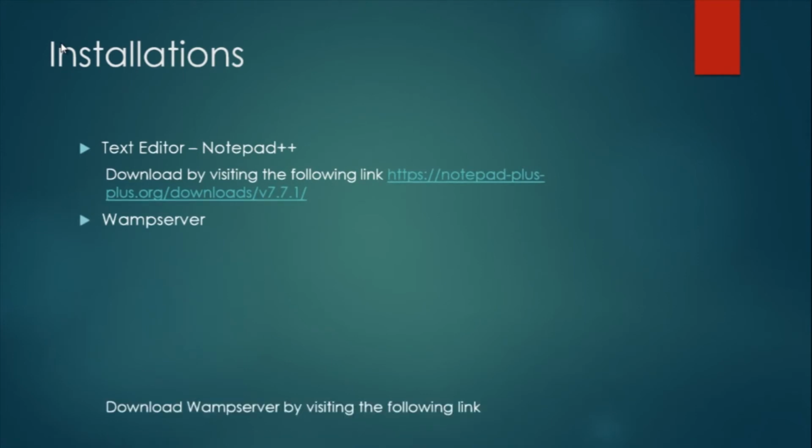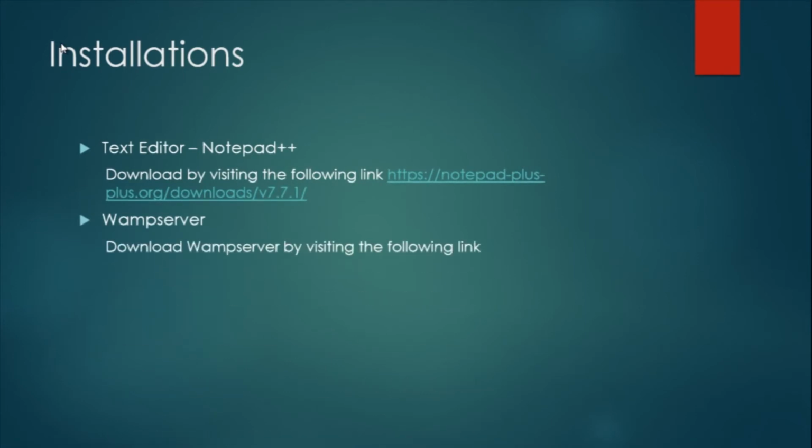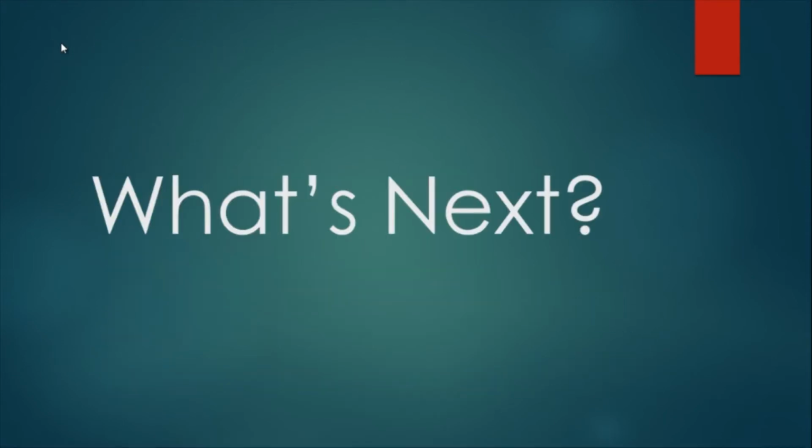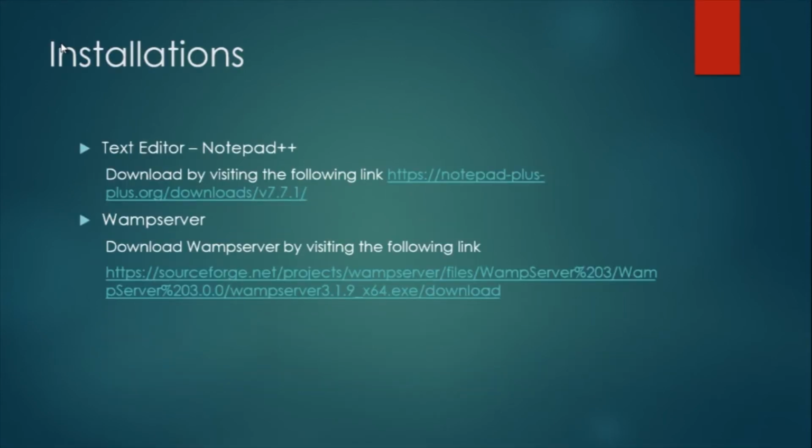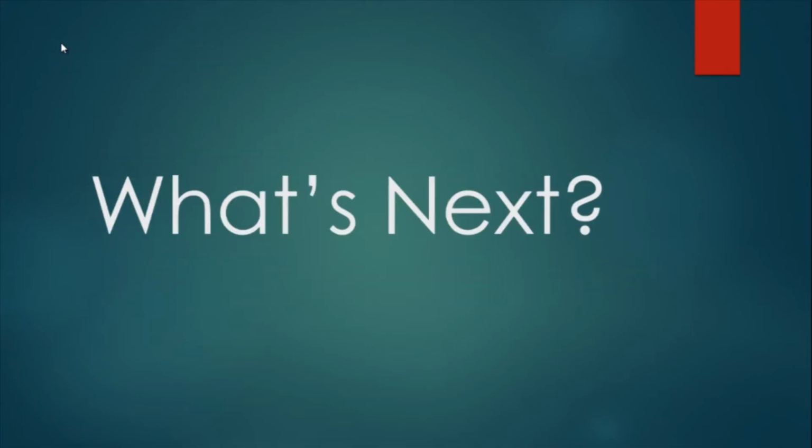Alright, so we have downloaded our WAMP server and installed that. What's next? Okay, I forgot one thing, the browser. We already talked about the browser, that you need a browser. If you don't have any browser, download one. I would recommend Firefox or Google Chrome. The others don't matter.